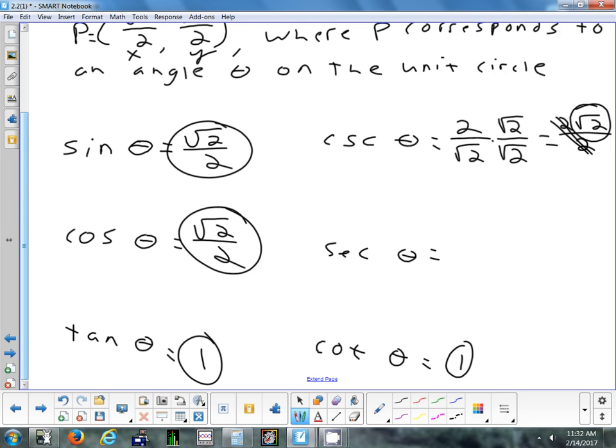Now the secant we shouldn't really have to think too hard about. What's the secant? It's the same thing. Since sine and cosine were the same, cosecant and secant are the same. And again, that would be 6 separate problems on a test. Any questions on that?